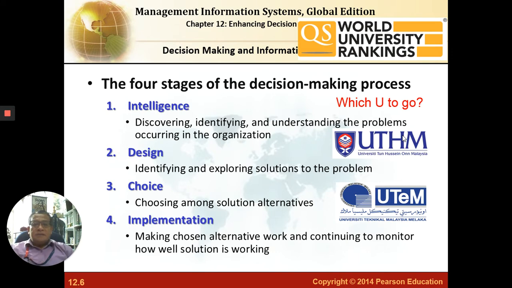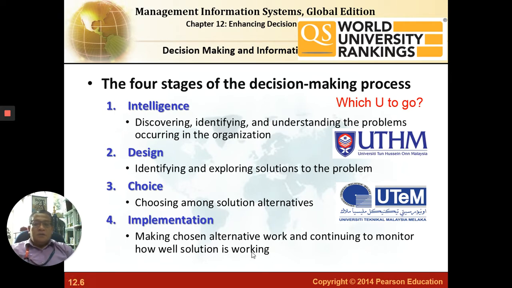Okay, so these are the suggested four stages of the decision-making process. The first stage is intelligence: discovering information, identifying resources, and understanding the real problem that occurs in each organization. The second stage is design, identifying and exploring possible solutions. The third stage is choice, the best choice available among the solutions and its alternatives. And the last stage is to make the decision work by implementing the decision that has been made.